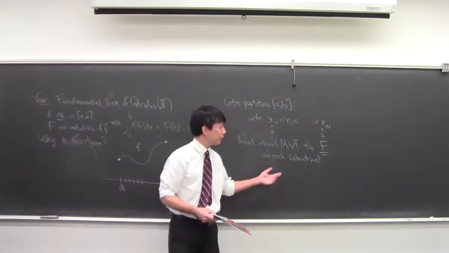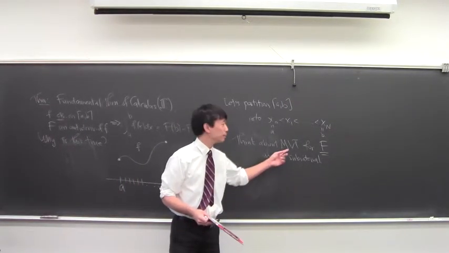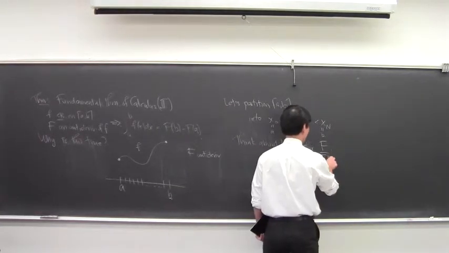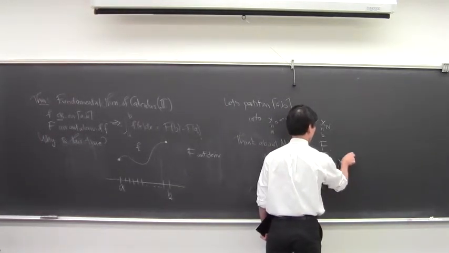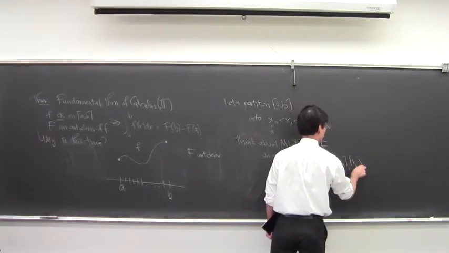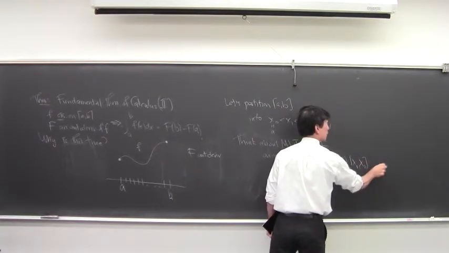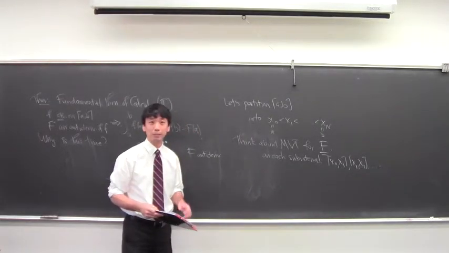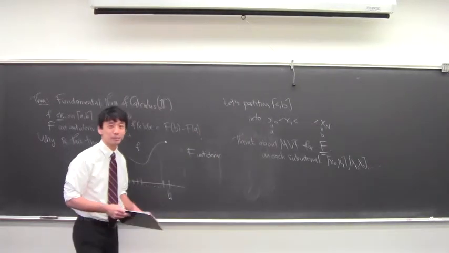Take a few seconds and write down what the mean value theorem tells you about capital F on each subinterval, x0 to x1, x1 to x2, and so on and so forth. Okay. What does the mean value theorem say? Just write down something.